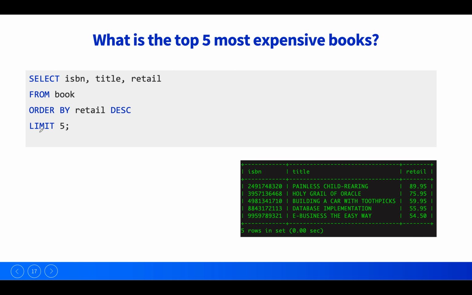And then we just limit the result set to 5 so that we can get the top 5 rows with the most expensive retail prices. So as you can see here, Painless Child Rearing, Holy Grail of the Oracle, and other books are the top 5 most expensive books.